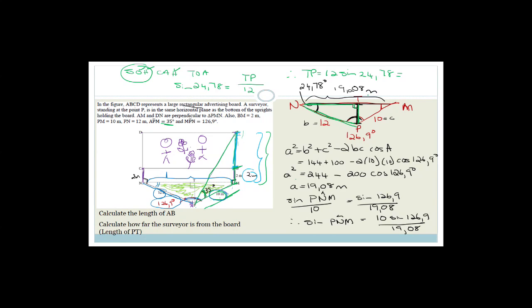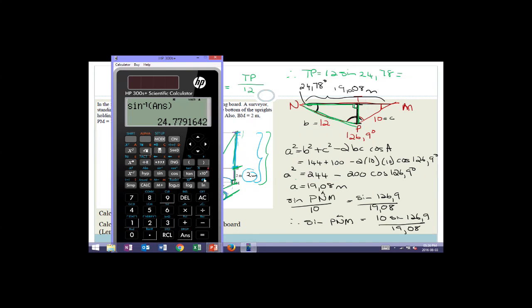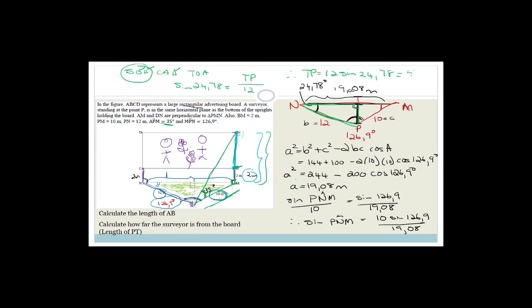24.78, which equals, and now we need our calculators out again. Let's just clear this again. 12 sine of 24.78, close bracket, equals, and it becomes 5.03. So that's 5.03 meters. So the surveyor is actually standing 5.03 meters away from the board.